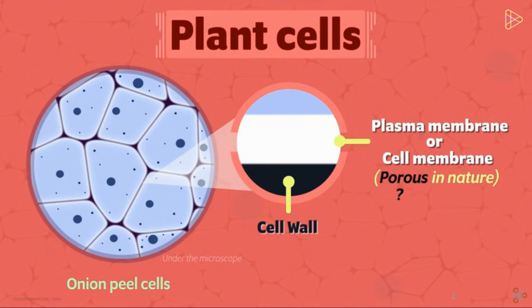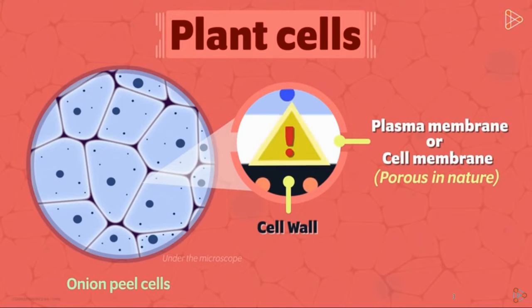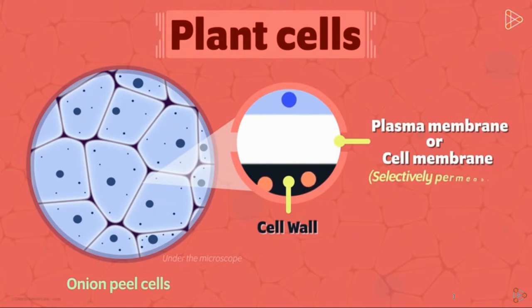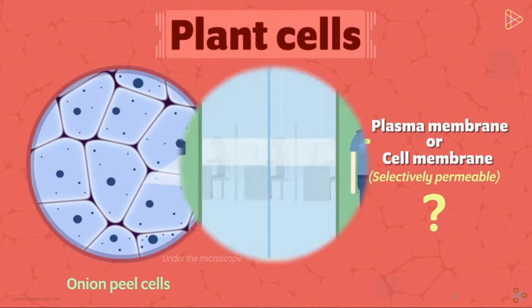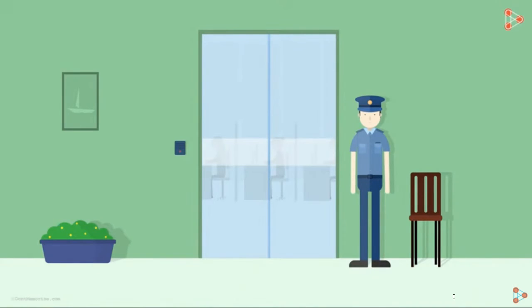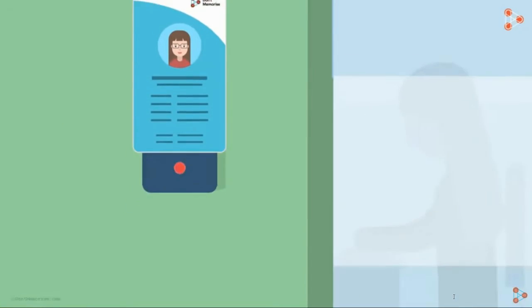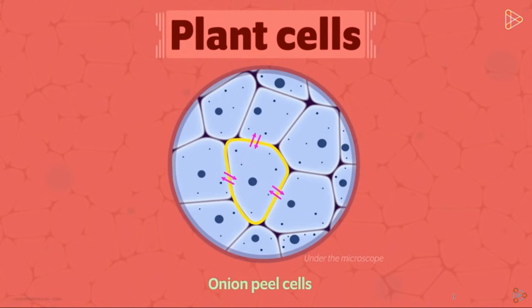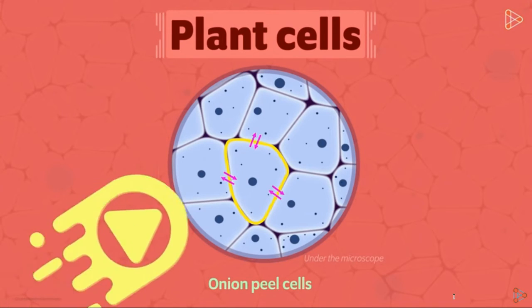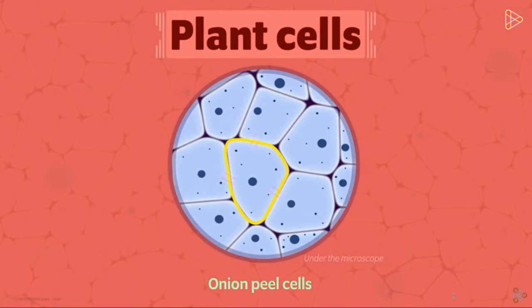So what does porous mean? It simply means that any material can move in and out of the plasma membrane. But isn't that dangerous? Of course it is. But the simple solution lies in the nature of the plasma membrane. That is because it is selectively permeable. So what does selectively permeable mean here? Just like a guard standing at the office door who allows only members with the identity cards to enter and exit, the plasma membrane also allows only specific materials to move across. We will look at this in details in our upcoming videos. This was just to understand how the plasma membrane is selectively permeable.